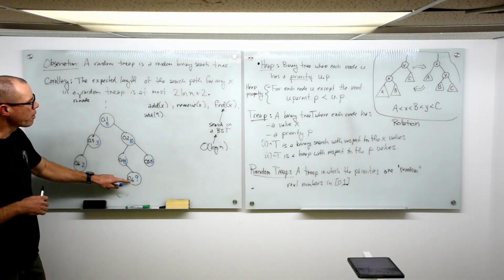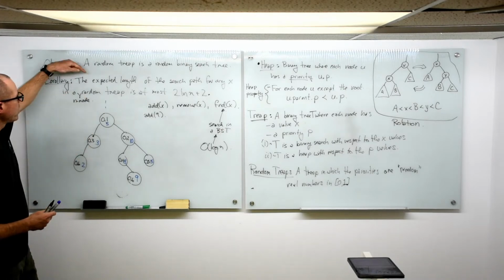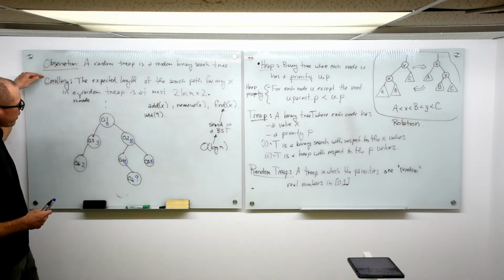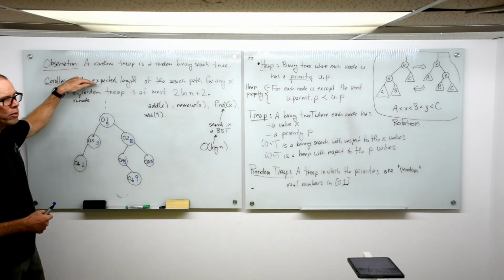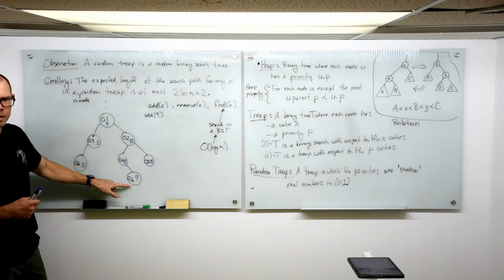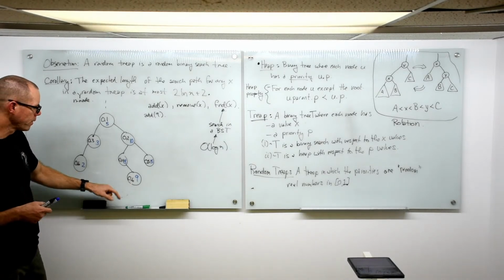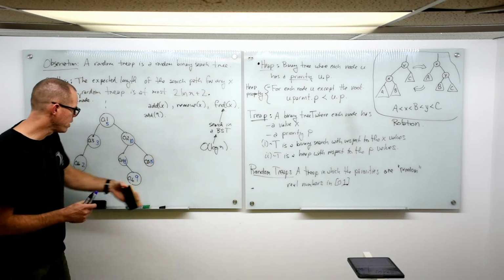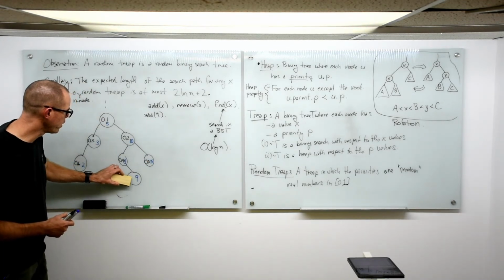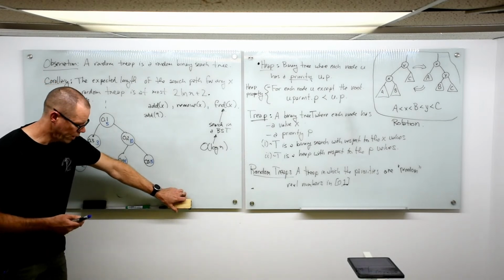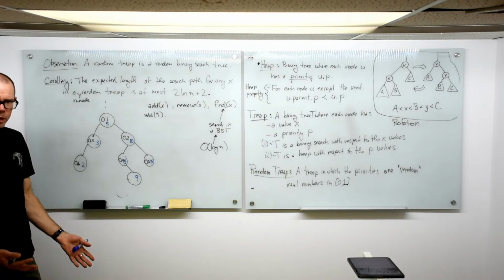And why do I need this priority to be random? I need the priority to be random because this theorem about the length of the search path is only true for random treaps, not treaps that have priorities like this in them that are just larger than the previous one. So, okay, picking this priority larger than the previous one doesn't work. So instead, I'll pick a random real number between 0 and 1.